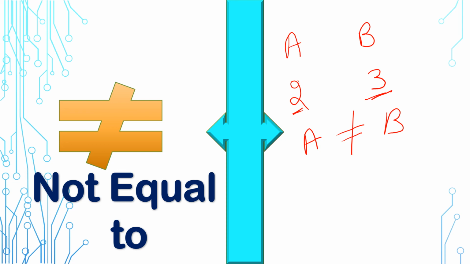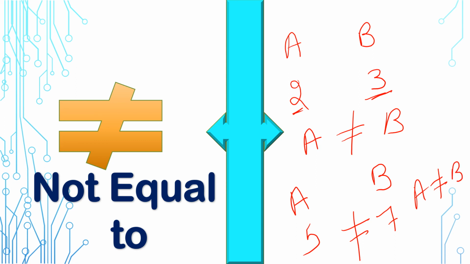If their values are not equals, and let's take another example. A, b, value of a is 5 and value of b is 7, so they are not equals. So you can see that a is not equals to b. Okay.